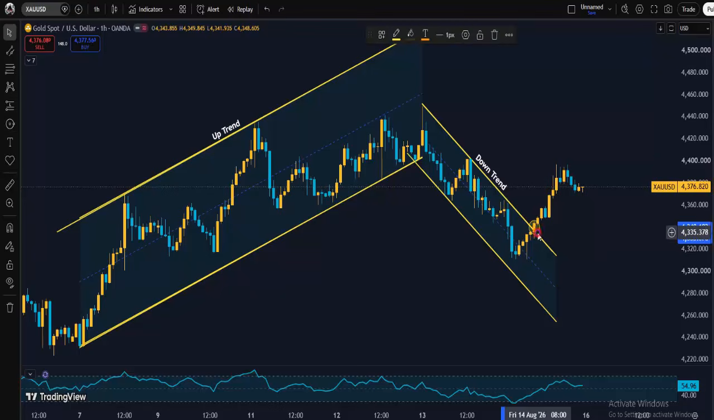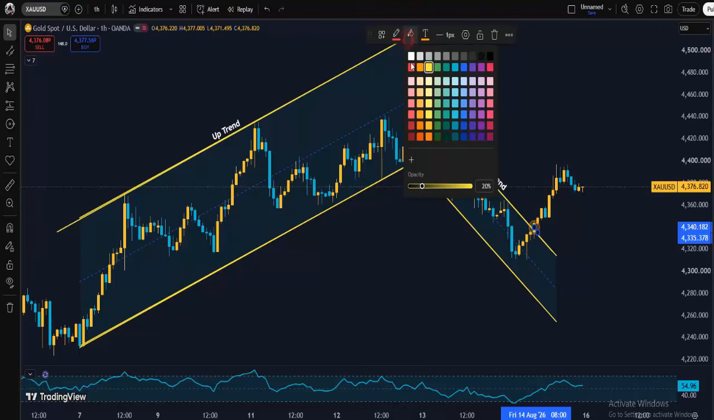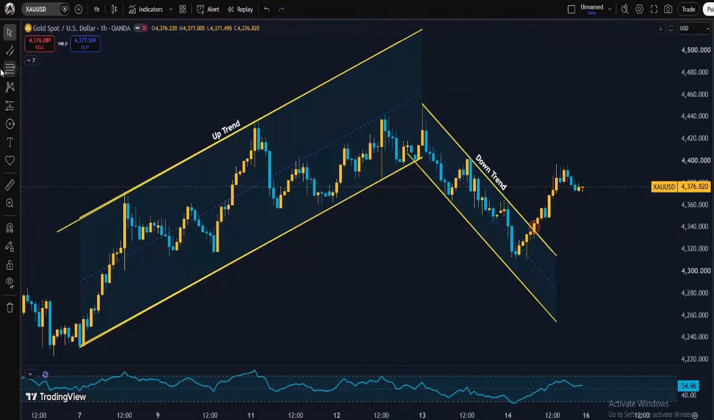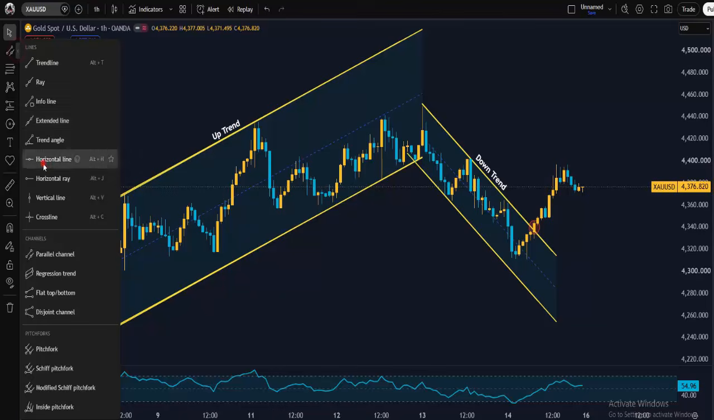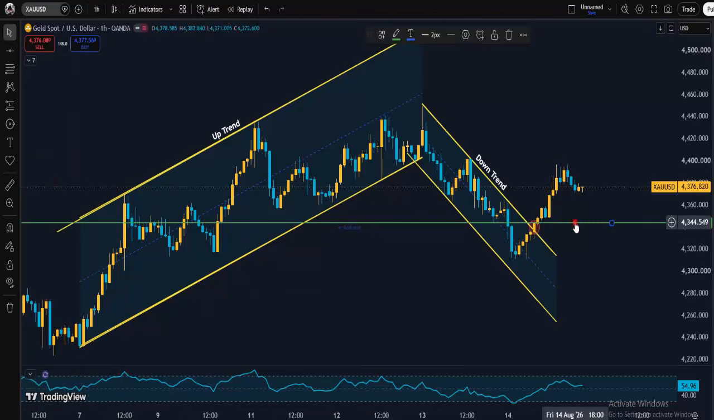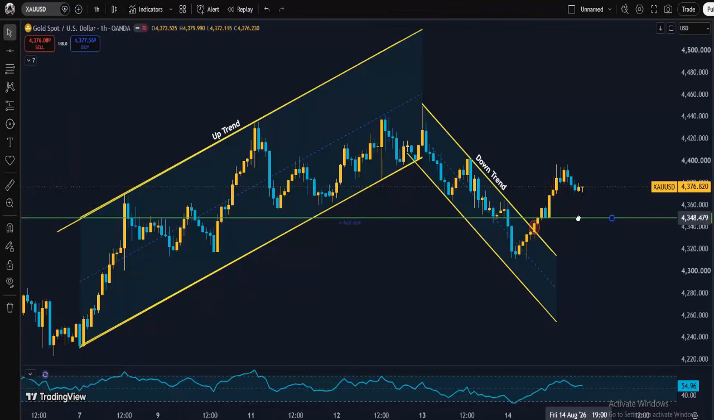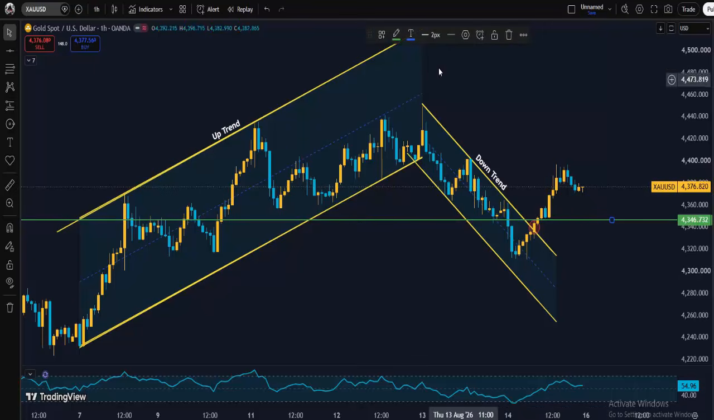So we currently have two opposing structures. The ascending support trend line is pushing from below, while the descending resistance trend line is controlling price from above. This creates a tightening structure where the next confirmed breakout could determine the direction of the next major move.